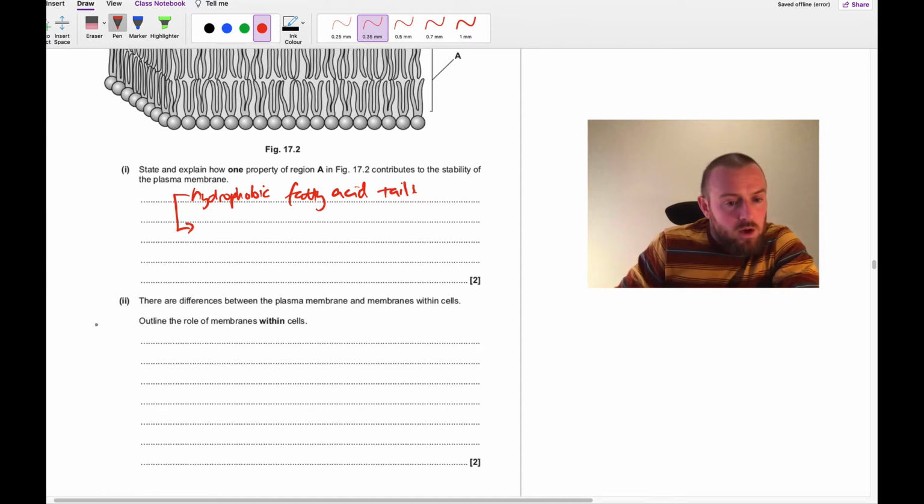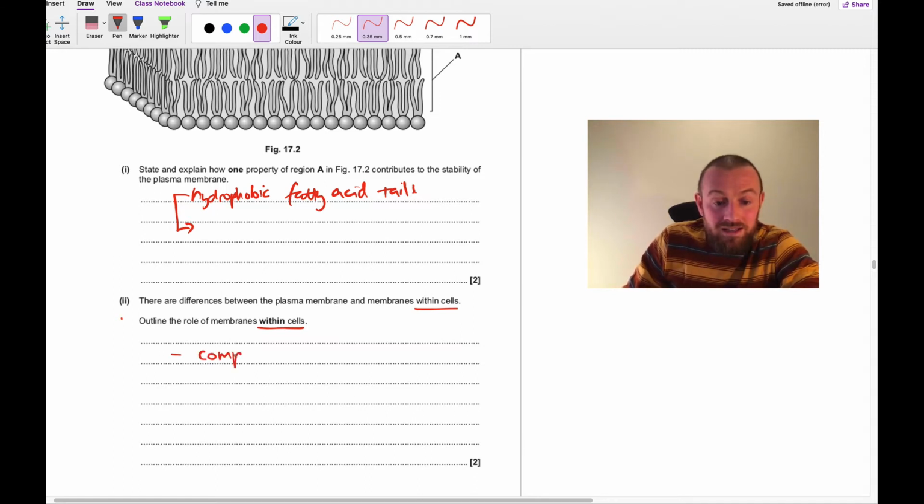Let's just look at this other question here before we go to the mark scheme. Ooh, this is a great one. This is such a good one, and often it throws people because it says there are different roles between the plasma membrane and membranes within cells, and this is asking about within cells. So what about within cells? It's only 2 marks here. You could have 6 marks on this really.